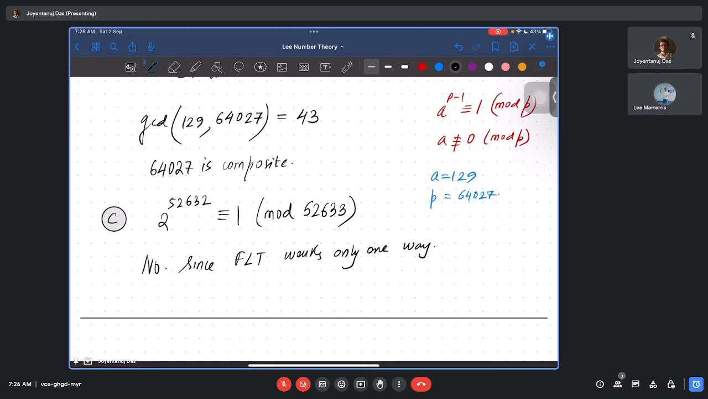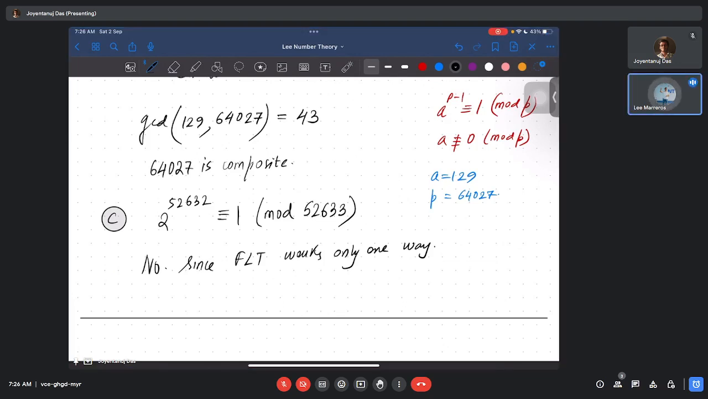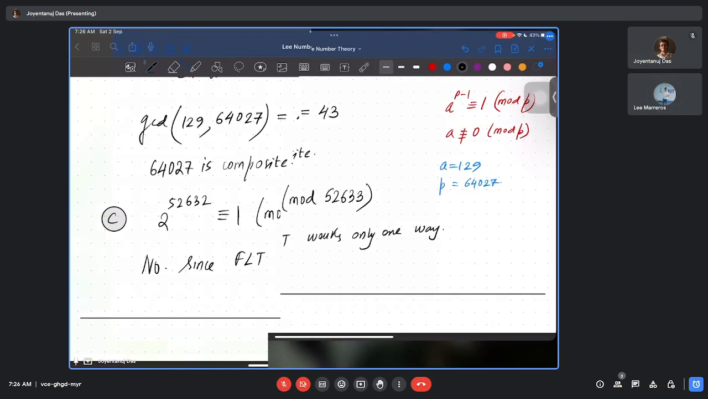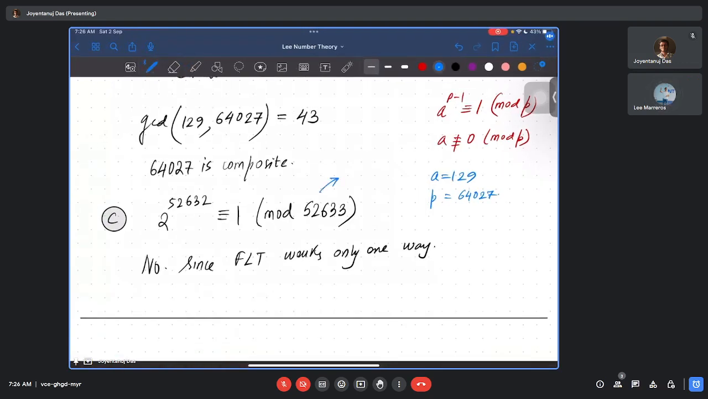Yes, that you cannot say, right? Because Fermat's theorem says that if P is prime, then a to the power P minus 1 is 1 mod P. I see. So only if you start with P prime does Fermat's little theorem work. If you don't know that P is prime, then you cannot say that. In fact, this has a factorization: 7 times 73 times 103. So this is not a prime.